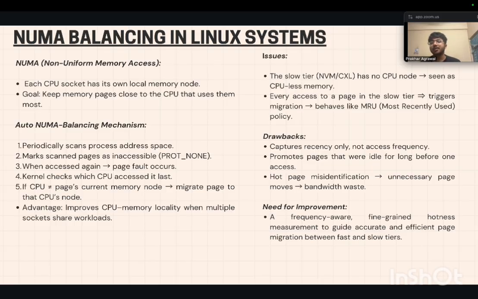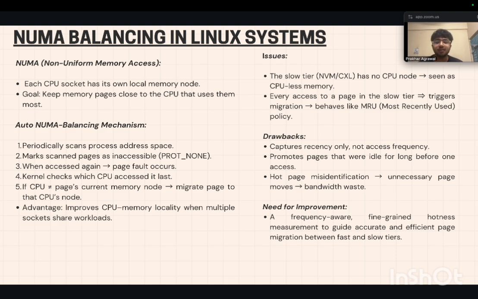So how does NUMA balancing work? It periodically scans the process address space and marks some scanned pages inaccessible. So when I access that page, a page fault will occur. The kernel will check the CPU, and if that CPU is not the page's current memory node, the kernel will migrate that page to that CPU's node.